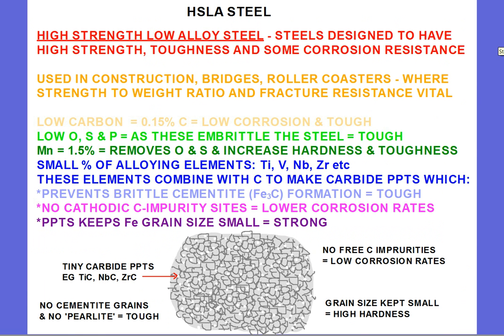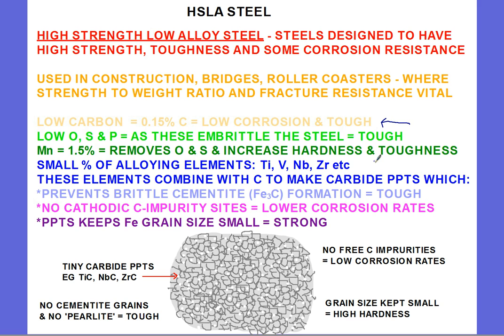Now high strength low alloy steel, or HSLA steel, is steels designed to have high strength, toughness and some corrosion resistance. They're used in construction, for bridges, roller coasters, etc., where strength to weight ratio and fracture resistance is vital. They've got low carbon to have low corrosion but also be tough. You want low amounts of oxygen, sulfur and phosphorus, as these make the steel brittle. You want manganese about 1.5% to remove oxygen and sulfur and also increase hardness and toughness.